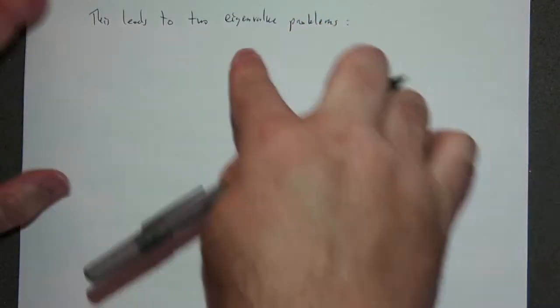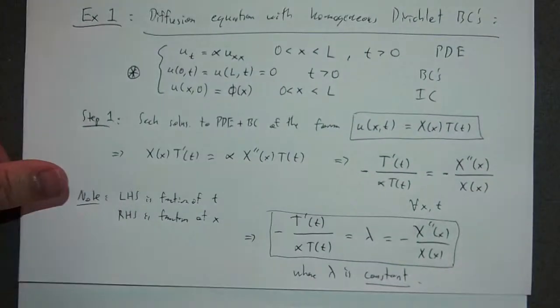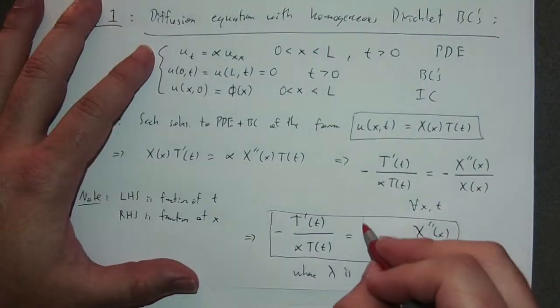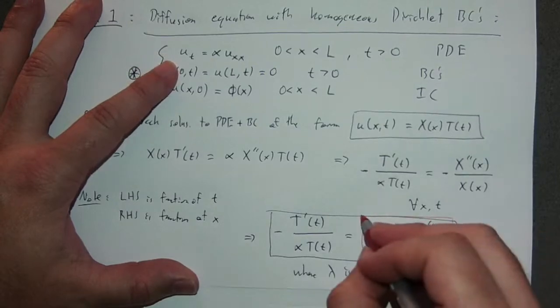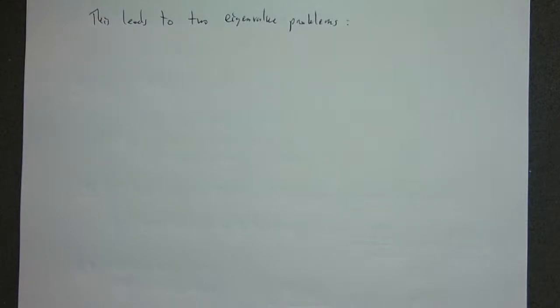So it leads to the eigenvalue problem. Let's just look here. So now let's consider this by itself. Then, multiplying through by x, right? And adding these things, what do I get? I get x double prime plus lambda x is equal to 0. Okay, so it leads to two eigenvalue problems.